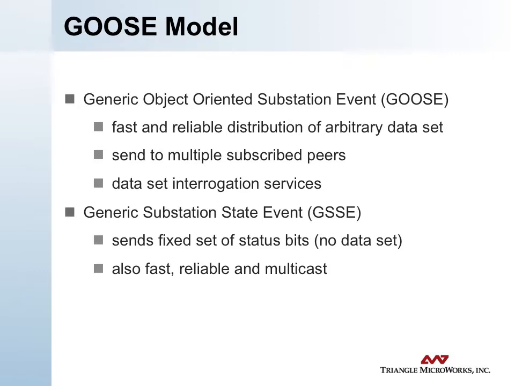I'll talk a little bit more about how the protocol works and how we actually implement that to get that reliability. But to start with, GOOSE is arbitrary data. The generic substation state event, GSSE, which was the original UCA mechanism that was defined, works with the same mechanism, but it sends a fixed set of status bits. There's no data set involved, and the bits are somewhat defined between publisher and subscriber. But it also uses the fast, reliable multicast capability.